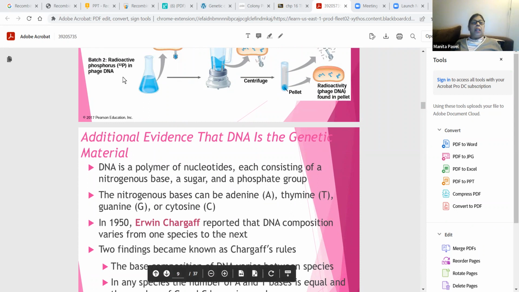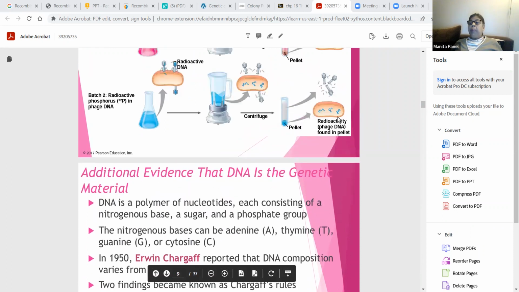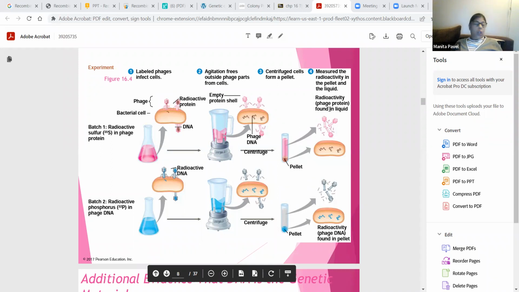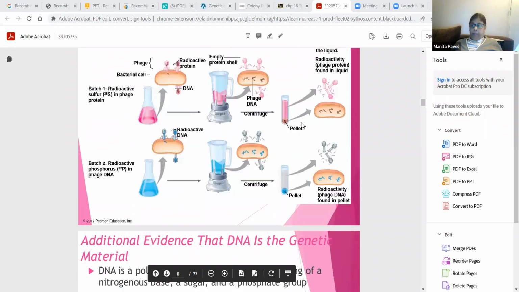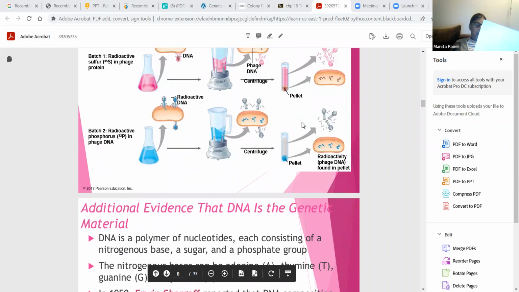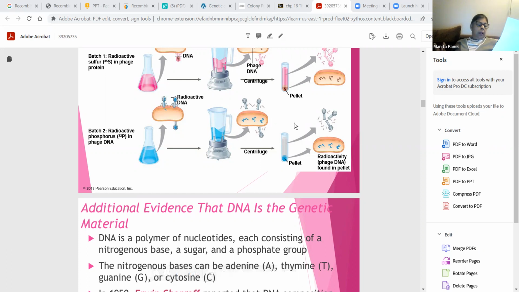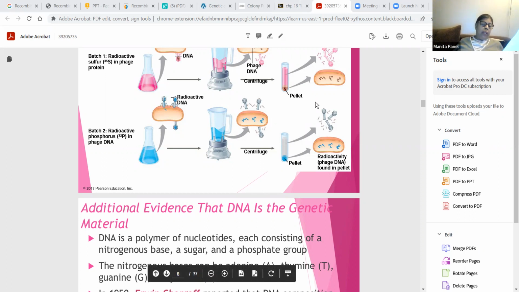And in the sulfur labeled, it was protein and not DNA. That's what the pellet contained. So this suggested that the blender removed much of the protein parts of the phage particles, suggesting that protein likely remained adhered to the outside of the cell during the infection. And since this protein remained outside of the cell during the infection, it could not be replicating the genetic material.